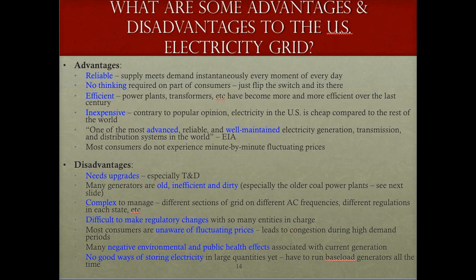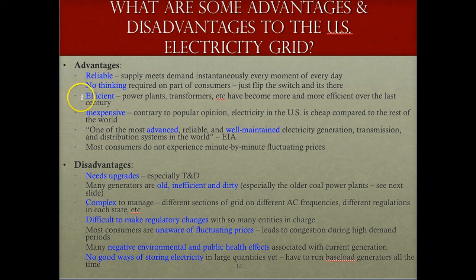Throughout the readings and videos, you became aware of some of the advantages and disadvantages of the current U.S. electricity system. Here are some that you may or may not have discovered. Advantages. The current system is reliable. Supply meets demand instantaneously every moment of the day. There is no thinking required on the part of the consumers. All you have to do is flip a switch and boom, you have power, like magic. And you don't even have to understand it.